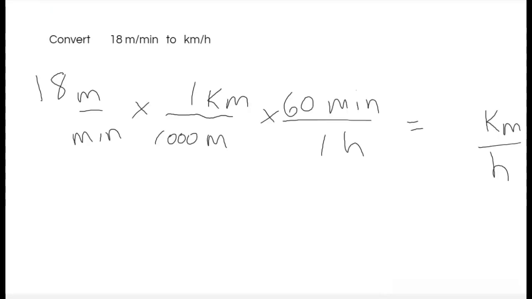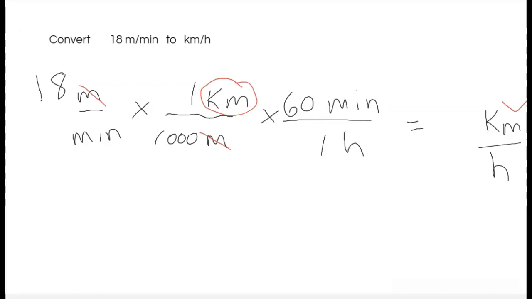Okay, so I have gone ahead and done the setup for this. I want meters per minute to kilometers per hour. And so let's just look and see. I set it up so that my meters were on the opposite sides of the fraction so that they cancel nicely, leaving me with kilometers, which is the unit I want.